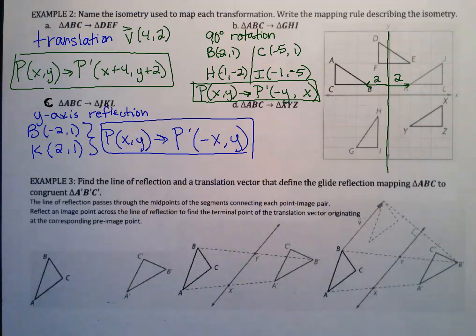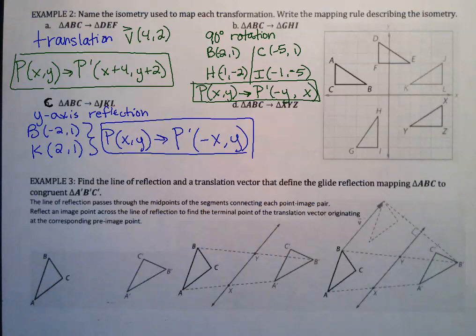All right, we'll do D and then we'll stop there for today. We'll save example 3 and 4 for tomorrow. We'll come back to them. All right. Okay, so how about this last one? We're taking ABC to triangle XYZ. It is a glide reflection.